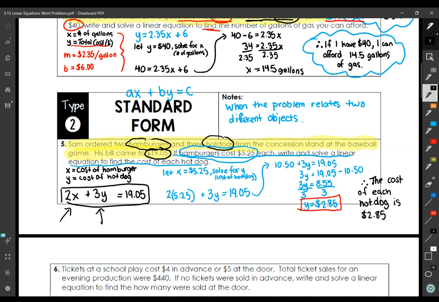So if we put in 2 times the price of a hamburger, which is $5.25, so 2 times 5.25, plus 3 times 2.85, that comes to $19.05, right? So if I sub X equal 5.25 and Y equal 2.85, I will get 19.05. That's my answer. So there's an easy check to make sure you're correct. Okay?